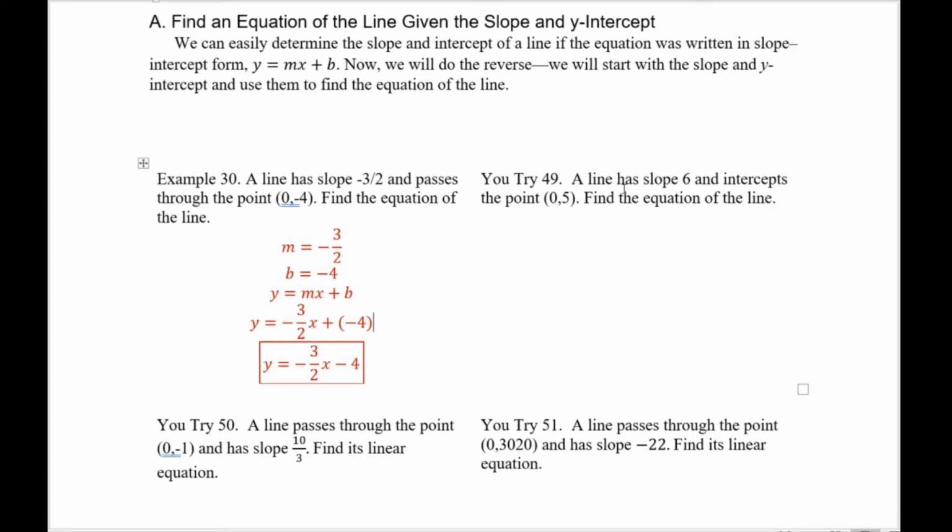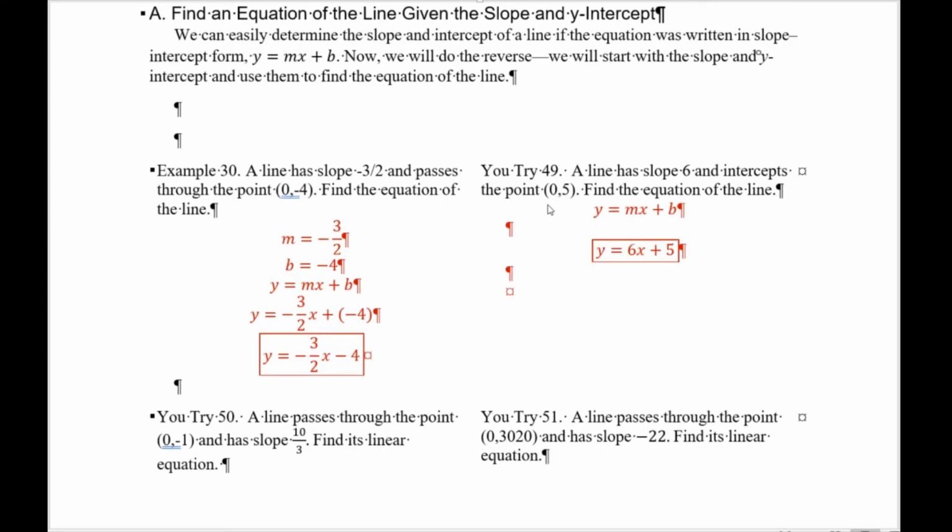You try 49. A line has slope 6 and intercepts the point 0, 5. Find the equation of the line. Pause here. Try it on your own. I noticed that the point that was given had an x-coordinate that was 0. Therefore, this is a special point, a y-intercept. B becomes 5, and I'm given a slope of 6, so m is 6. Y equals 6x plus 5.